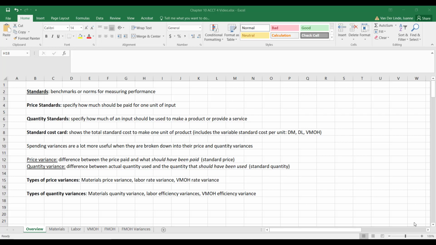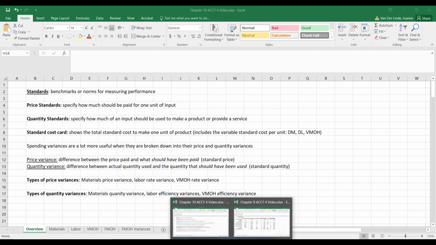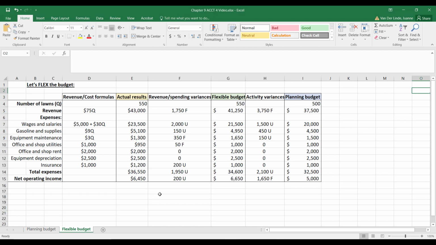Welcome to our discussion of Chapter 10, where we look at standard costs and variances. When we look back at Chapter 9, when we finished off that discussion, we had completed our flexible budget. And remember, the flexible budget was where we broke down the differences between the actual results and the planning budget amounts, between the portion that's due to an activity variance and the portion that's due to either a revenue or a spending variance.